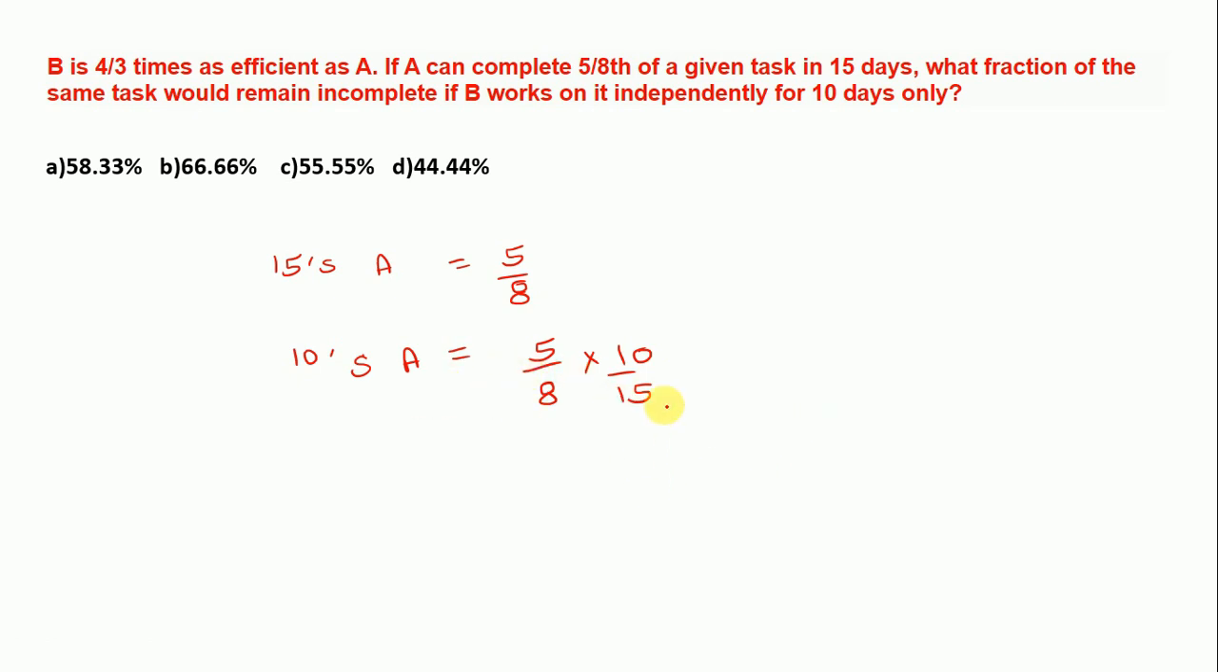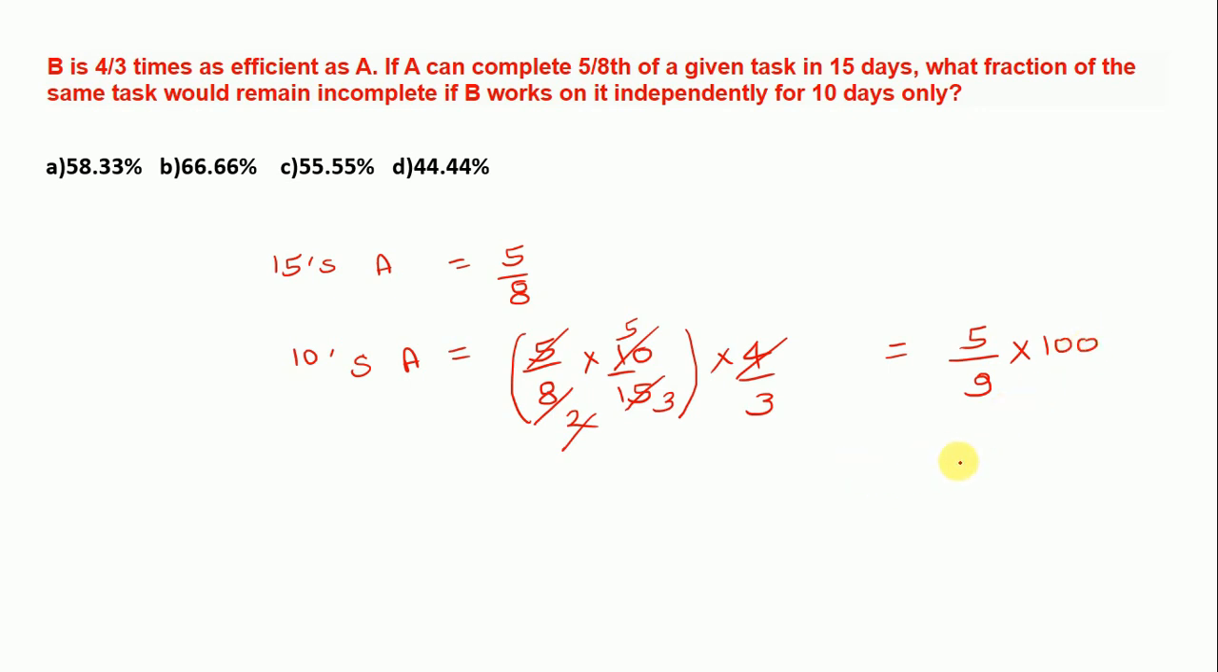So this will be A's 10 days work, and B is 4 by 3 times as efficient as A. For calculating B's 10 days work, just multiply it by 4 by 3. So 4 twos are 8, 5 threes are 15, 2 fives. So here will be 5 divided by 9, and we have to calculate percentage. So for that we have to multiply it by 100.